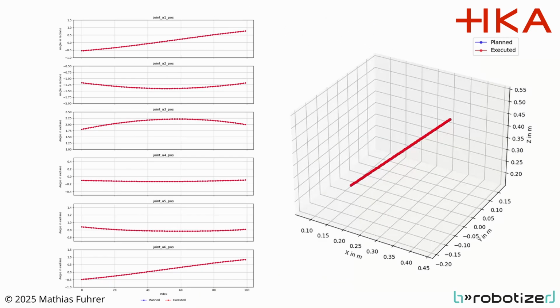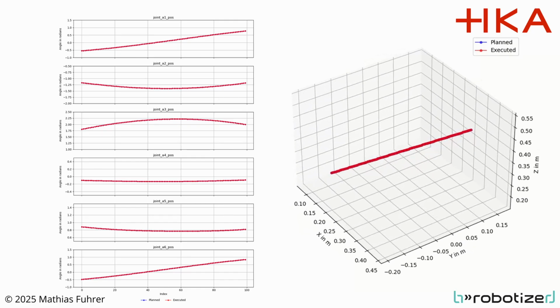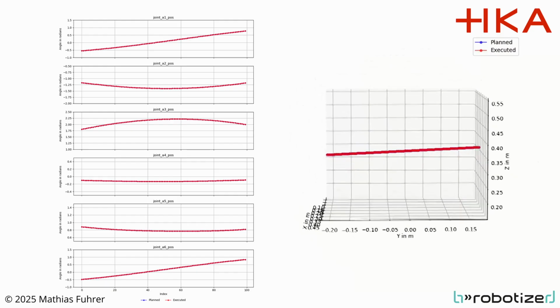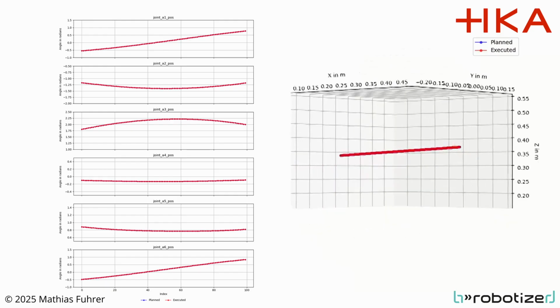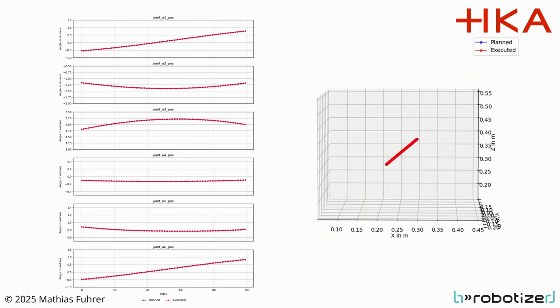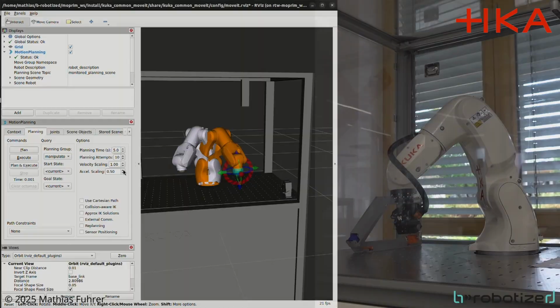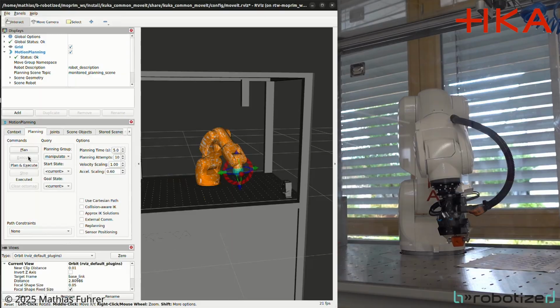On the left the joint trajectories are shown, and on the right the position of the end effector for both the planned and executed motion. The planned motion is shown in blue, while the executed motion is shown in red. Both plots indicate only a minor deviation. By increasing the velocity and acceleration scaling, the movement can also be performed more quickly.